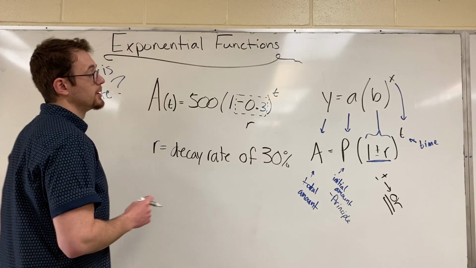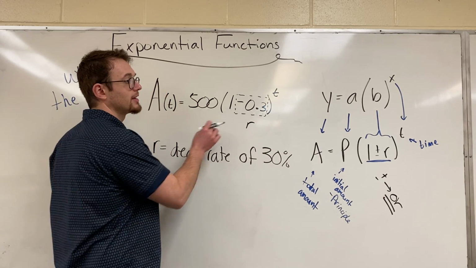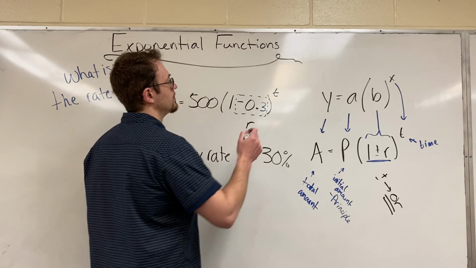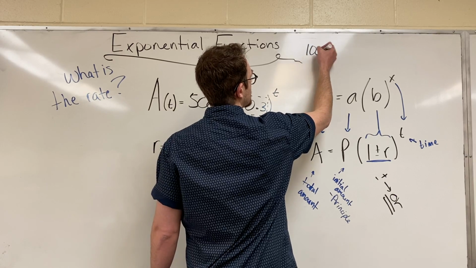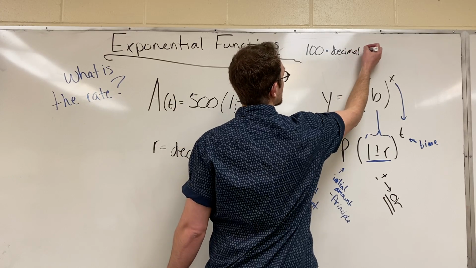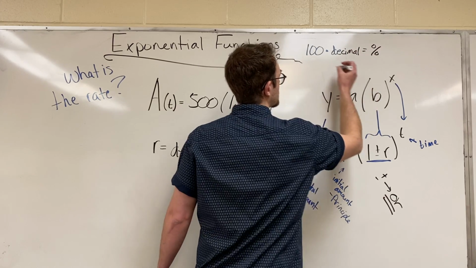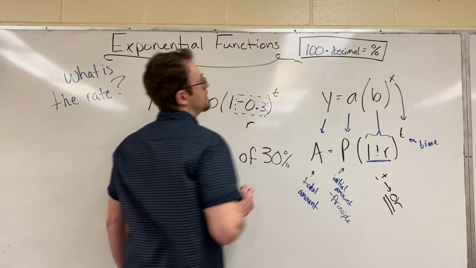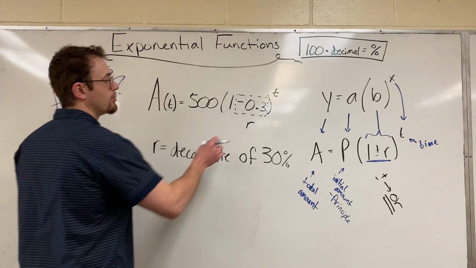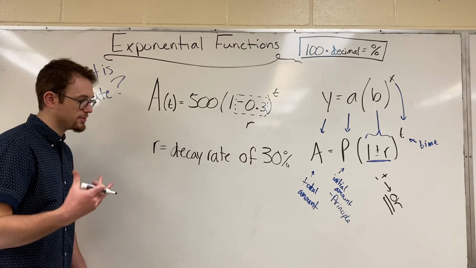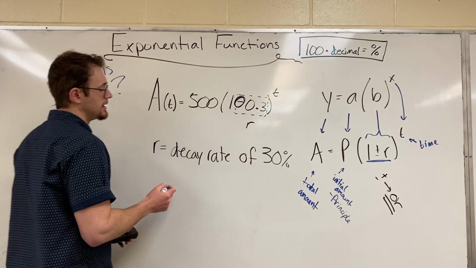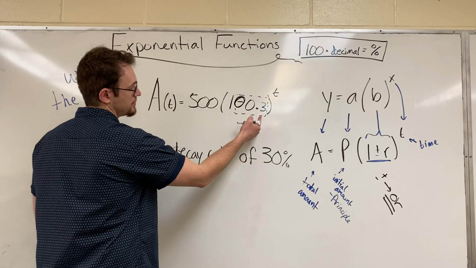All right, and I'll put up here, I made notes for my students, but if you don't know how to convert a decimal to a percent, what you do is 100 times the decimal equals the percent. All right, 100 times the decimal equals the percent. So if I do 0.3 times 100, I get 30, so 30%. And it's decay because it's minus. Decay minus 30% because that's 0.3.